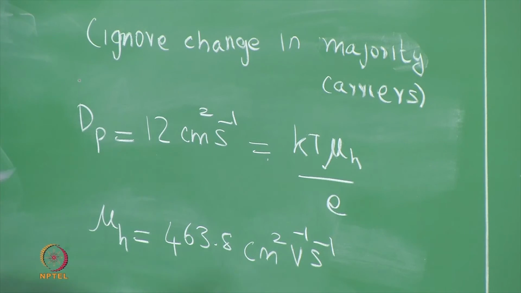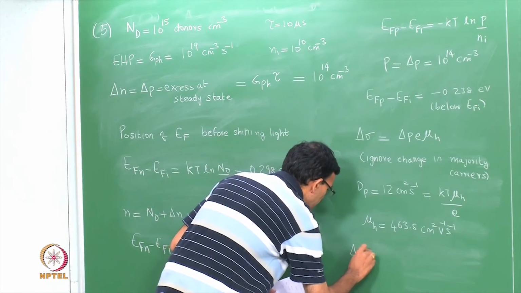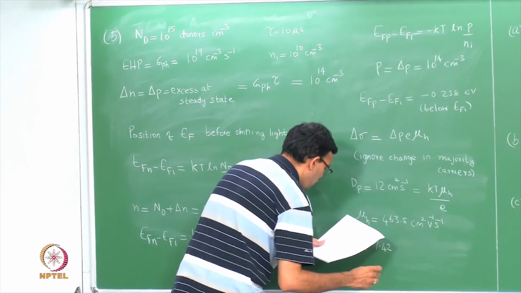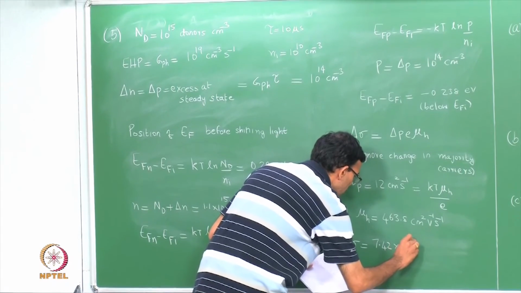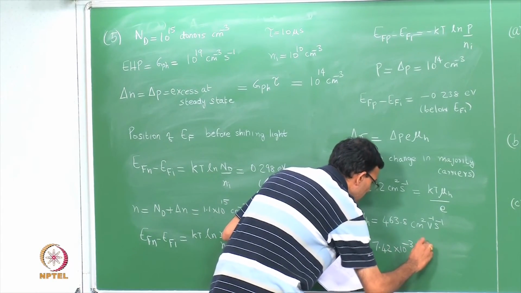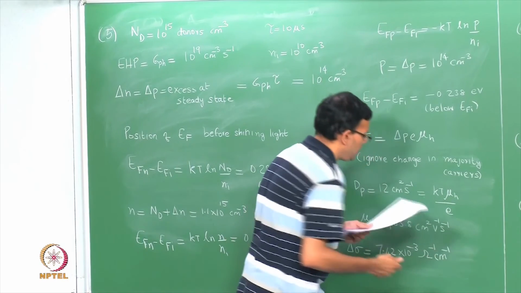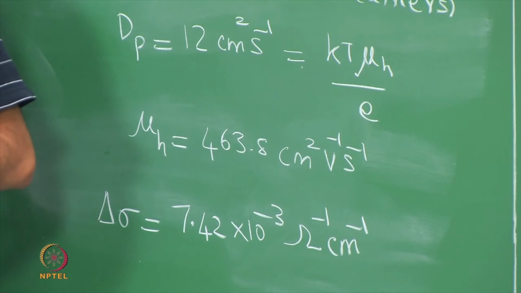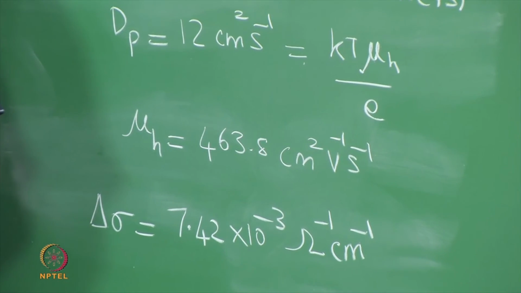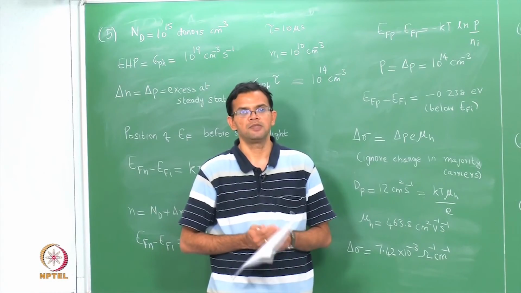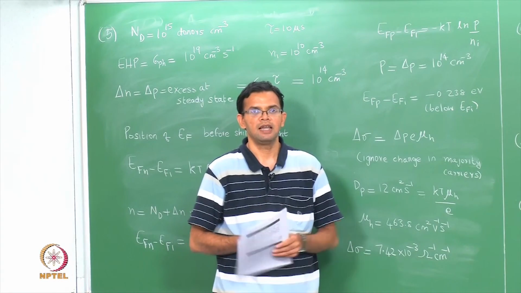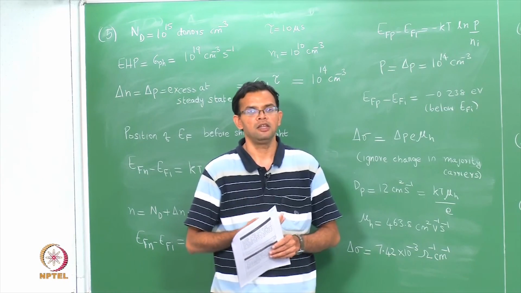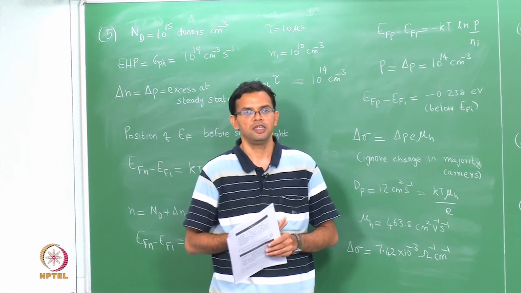We can substitute this here and calculate the change in conductivity, which is driven by the excess holes. It is 7.42 times 10 to the minus 3 ohm inverse centimeter inverse. So, we can treat a semiconductor which has a non-equilibrium concentration of electrons and holes as essentially an n and a p type separately, and then we can calculate the increase in conductivity, and this increase in conductivity is mainly due to the increase in the minority carrier concentration.